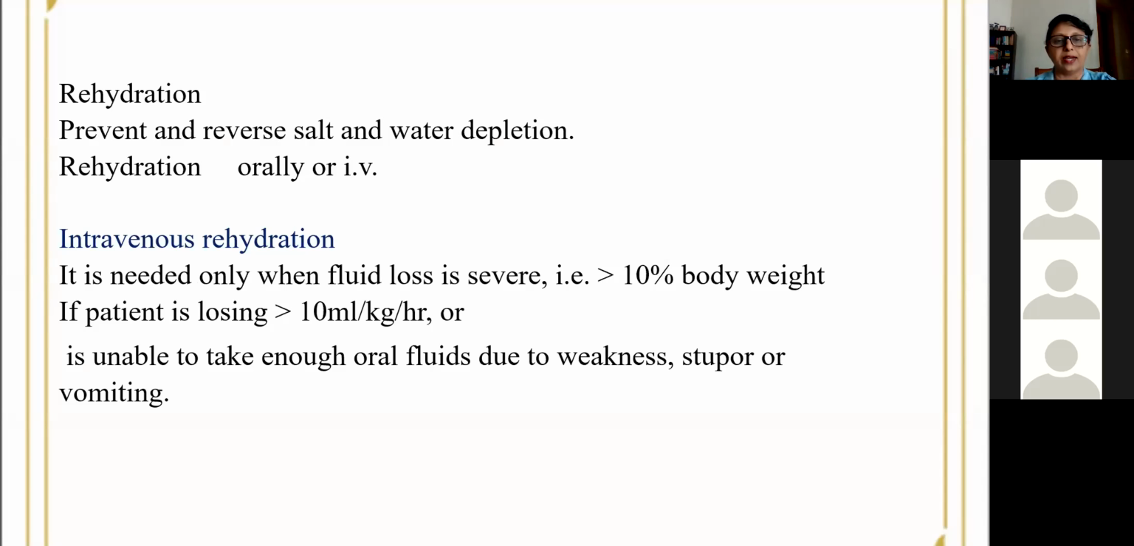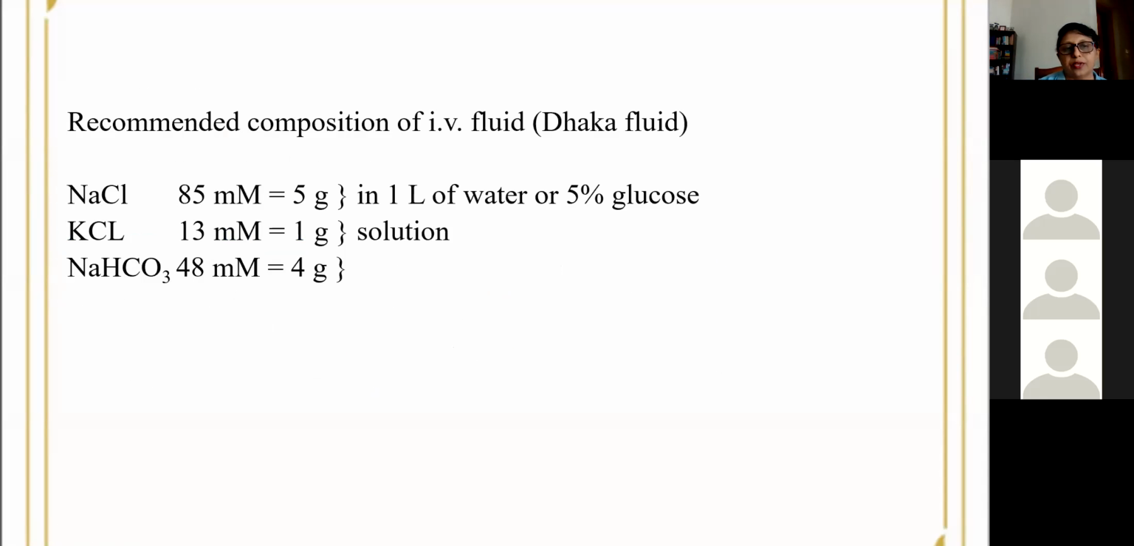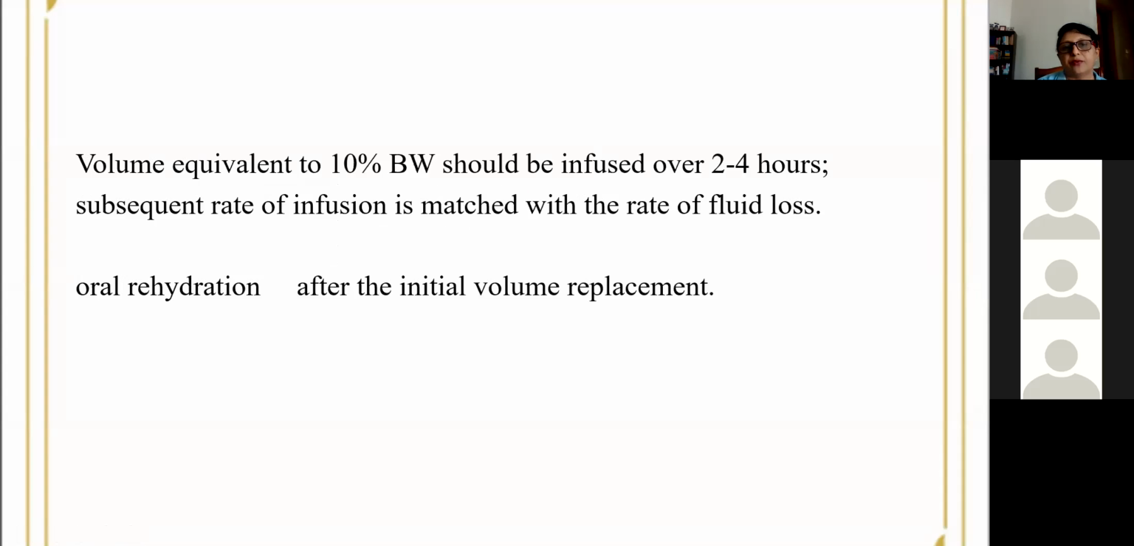For every diarrhea or loose motion, we won't give intravenous fluid, but when there is more than 10% of body weight fluid loss, then only we will go for intravenous rehydration. Or if he is unable to take oral fluids due to weakness, stupor or vomiting, then we will give intravenous fluid. The recommended fluid is DACA fluid. Another fluid can also be used, but that is the recommended fluid.